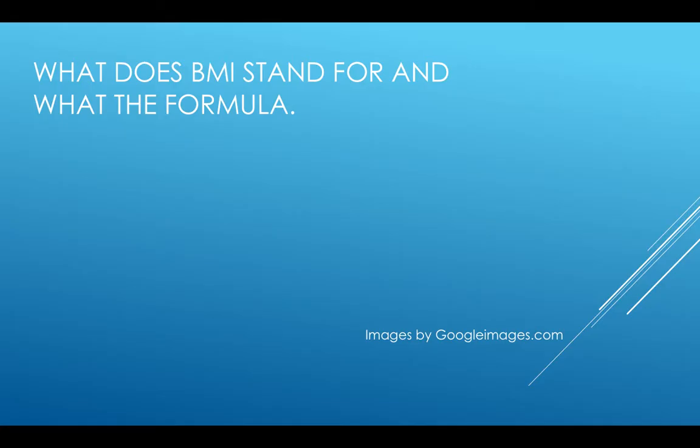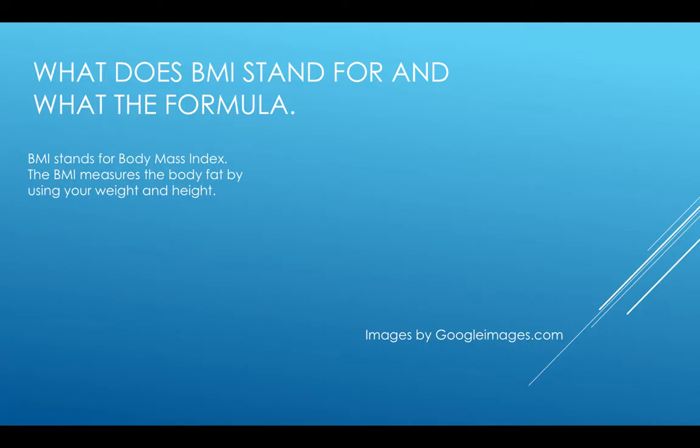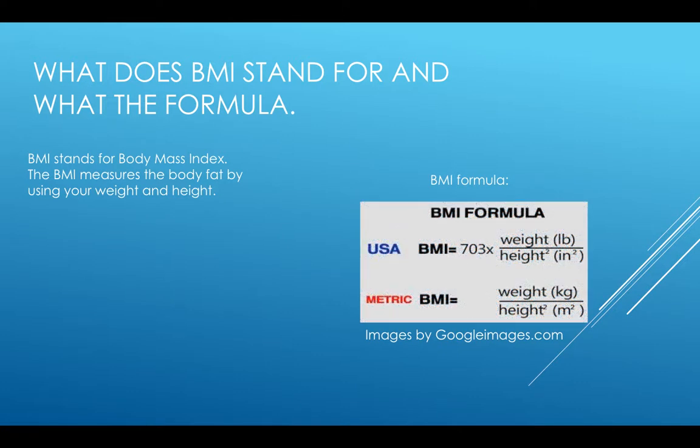And now, what does BMI stand for and what is the formula? BMI stands for Body Mass Index. The BMI measures body fat by using your weight and height. And here we are going to see the BMI formula. The BMI formula for the USA is 703 times the weight divided by the height squared. So in this case, we have to square the height. This is a very important thing to do in order to get the formula correct.